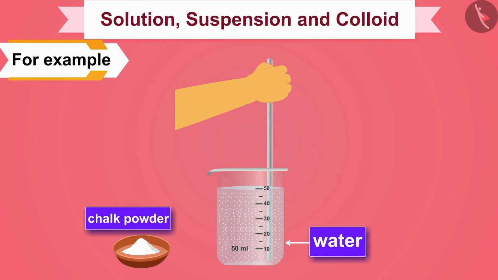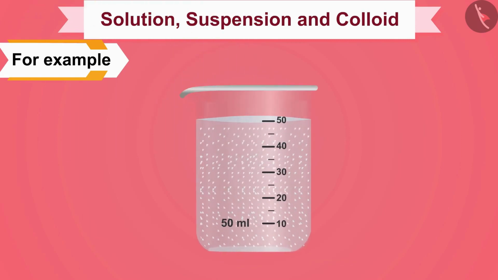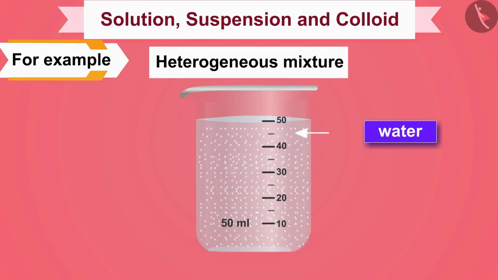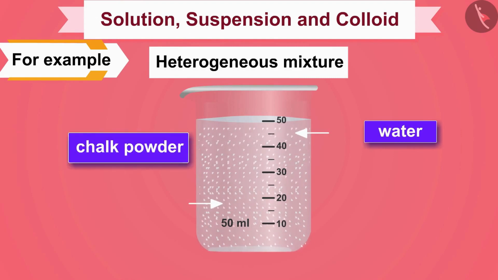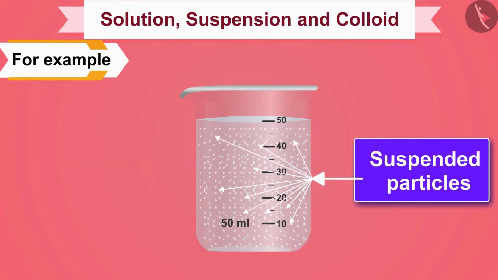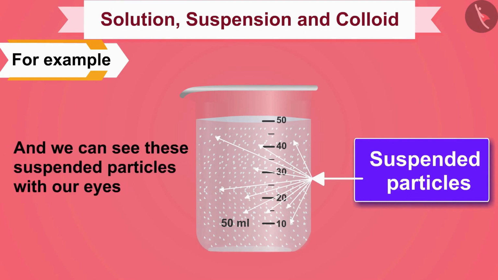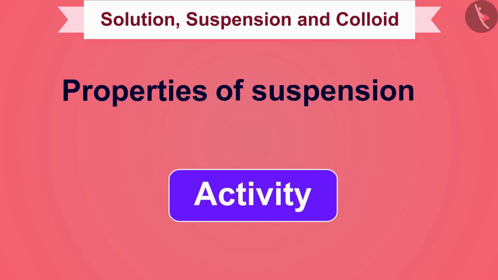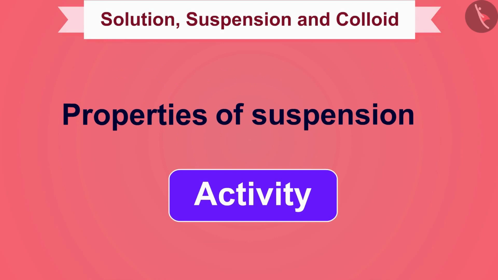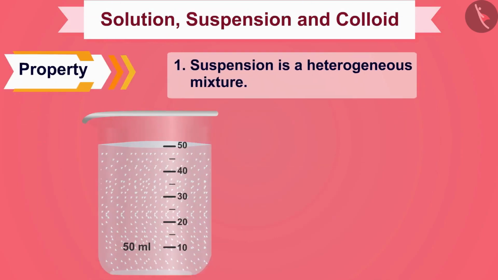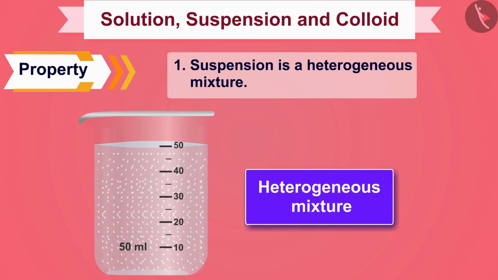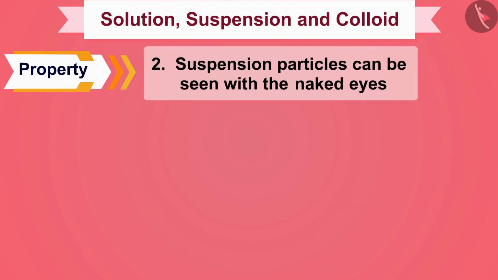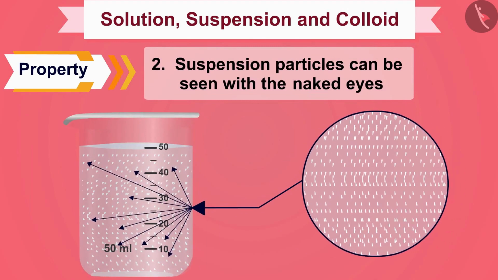What do you see? This solution is a heterogeneous mixture in which the solute does not dissolve but remains suspended throughout, and we can see these suspended particles with our eyes. Through this activity, we can see the properties of suspension. 1. Suspension is a heterogeneous mixture. 2. Suspension particles can be seen with the naked eyes.